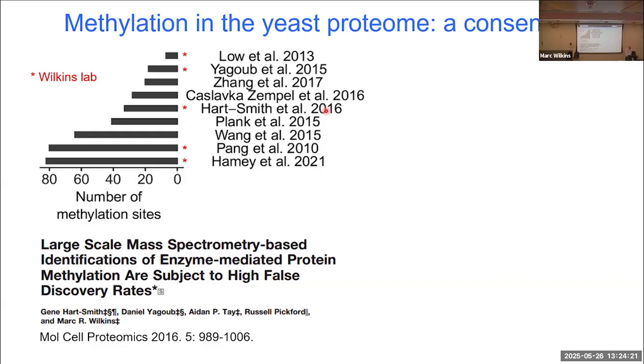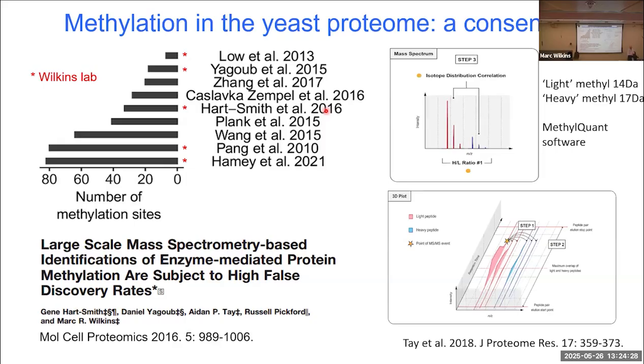On the back of this study, what we did decide to use is what's called heavy methyl and heavy methylation. You can feed cells heavy methyl groups. There's something called S-adenosylmethionine. You have a heavy version of that, which then has a mass of 17 Daltons rather than 14 Daltons. And 17 Daltons is good.